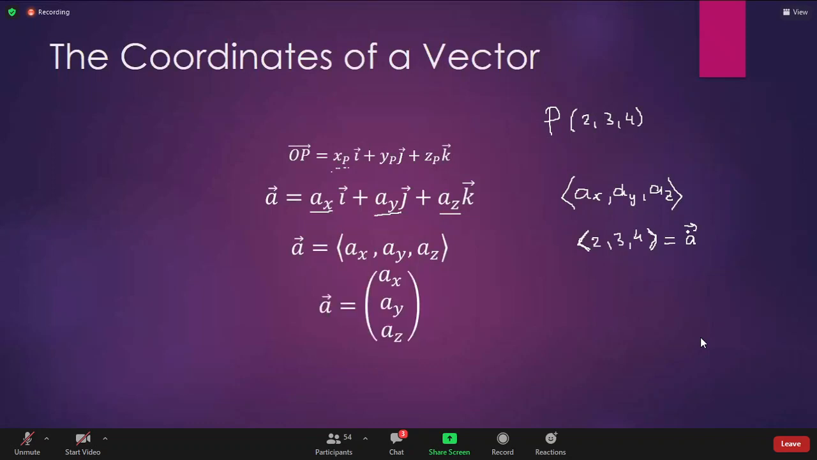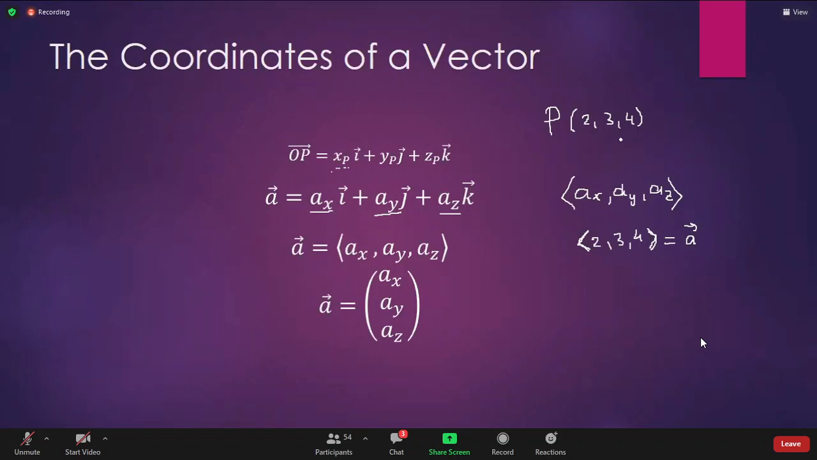Miss, what? Yes. Professor, if you repeat it again about the brackets. Yes.